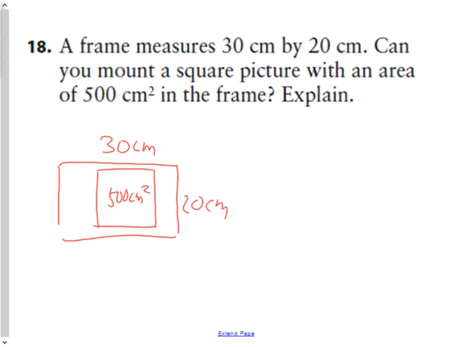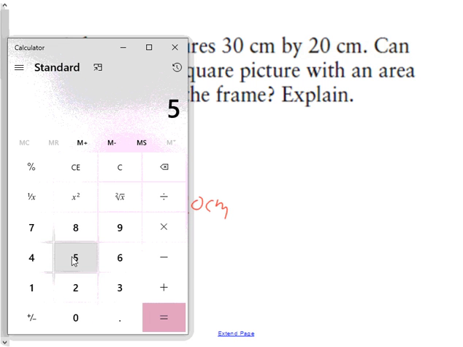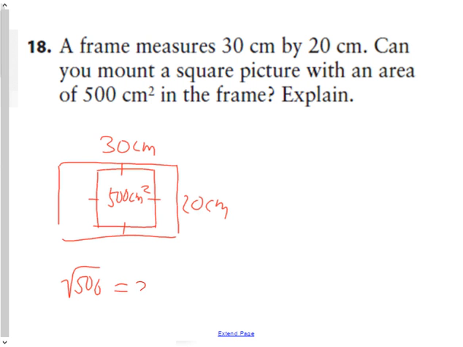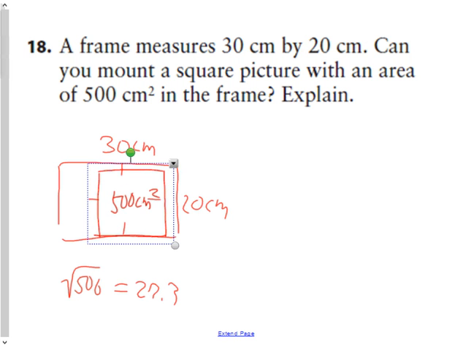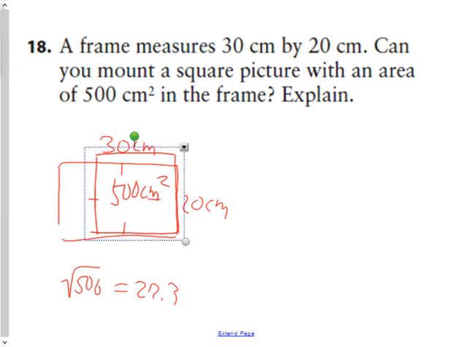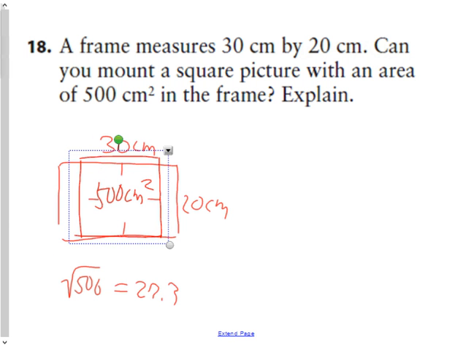So in order to figure out what the side length of this square picture is, I need to know what the square root of 500 is. And if it is less than 20, then I'm okay, I can mount it on that thing. So what is the square root of 500? The answer is 22.3, which means it's going to be slightly bigger than 20 centimeters, and therefore cannot be mounted on that rectangle.